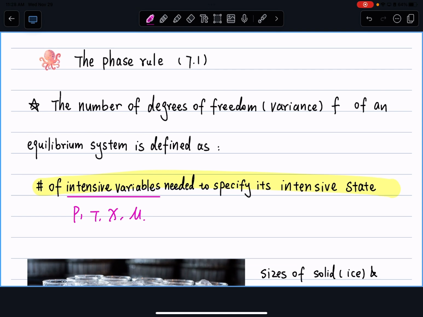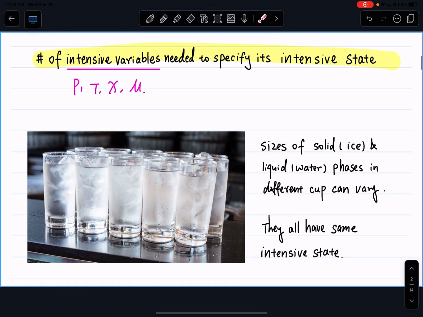So when we say the number of intensive variables needed to specify its intensive state, think of a cup of ice water in equilibrium. The ice and water are in equilibrium with each other. When you have a bunch of ice water, it's the same idea. We use the same kind of intensive properties to describe the intensive state. Whether you have one cup or 100 cups of water, they remain the same.